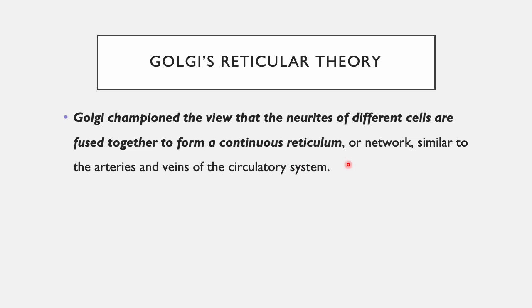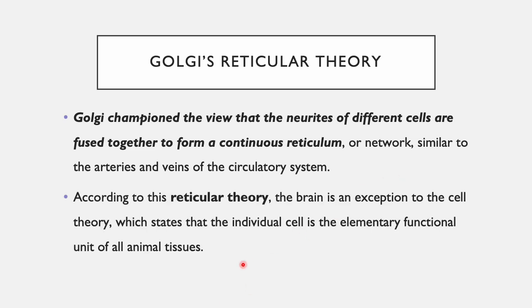This led to his theory. Golgi championed the view that neurites of different cells are fused together to form a continuous reticulum. So this would be similar to arteries or veins in the circulatory system. However, this theory goes against the grain. In science, there is a theory that each cell works independently of one another and that individual cells are all separate entities that work together. However, Golgi's reticular theory was an exception to the cell theory, and he thought that all neurons' axons were connected.